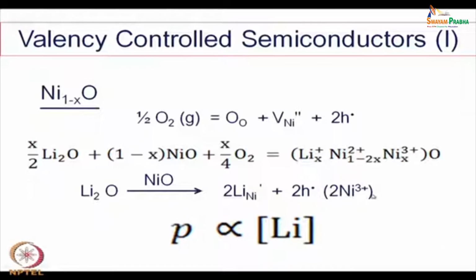So, effectively these two holes are situated or getting attached to the nickel 2 plus site and converting it to nickel 3 plus. So, it is because of the presence of 2 plus and 3 plus that we have conductivity. We are inducing conductivity by adding lithium, and the concentration of the holes p is proportional to the concentration of Li. It is not dependent or controlled either by PO2 or by temperature.